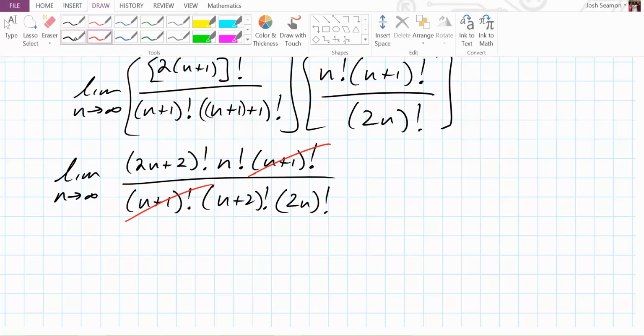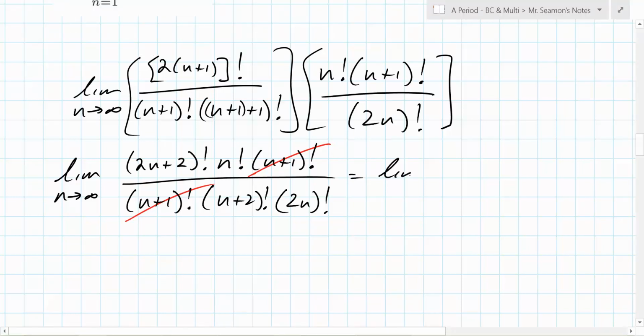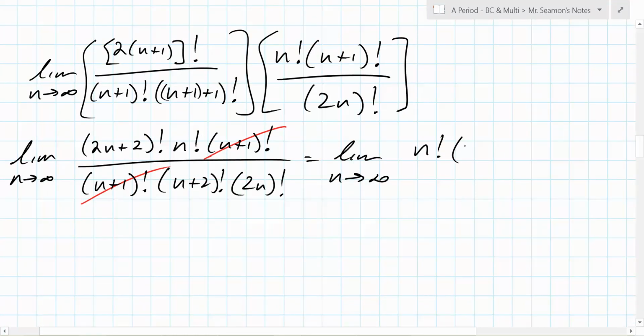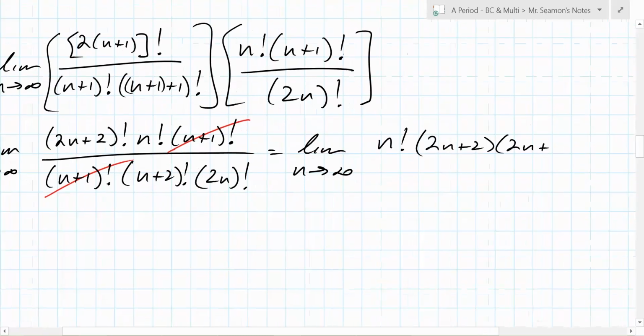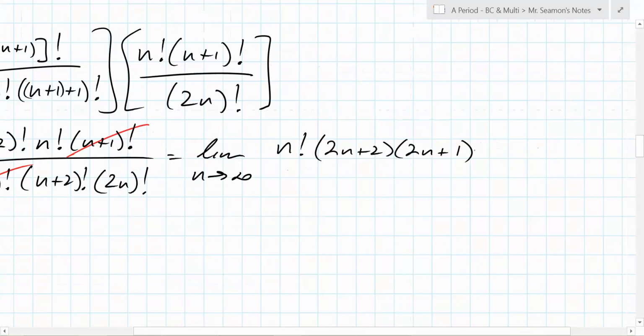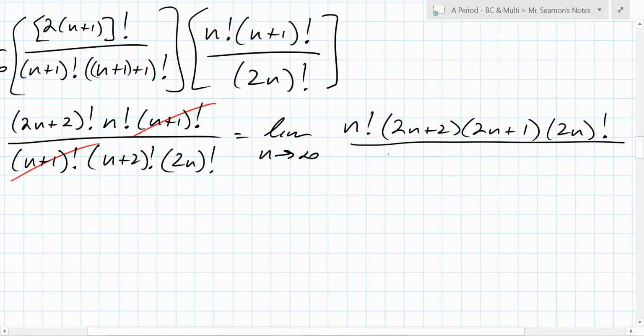So let's take this a little further, and we end up with the limit as n goes to infinity. I'm going to redo it, n factorial. So what is (2n+2) factorial? That's (2n+2) times (2n+1) times (2n) factorial, right? Because it's going to keep going. I'm just going to stop there. Over, what is it? (n+2) factorial times (2n) factorial.